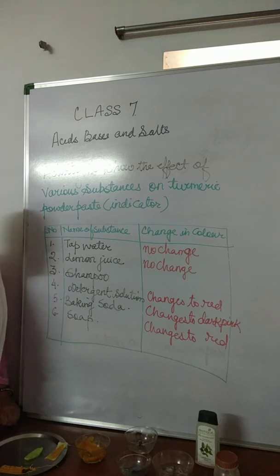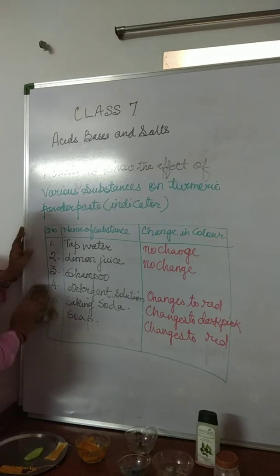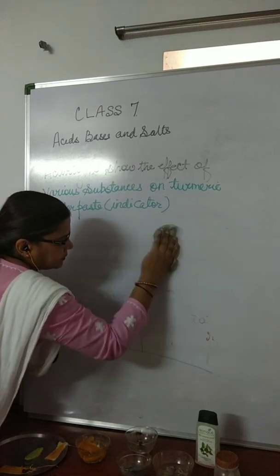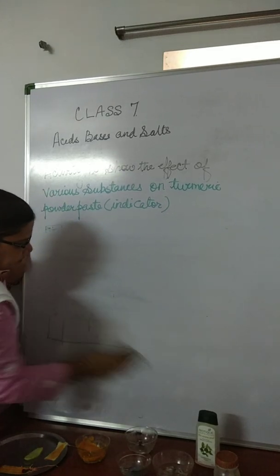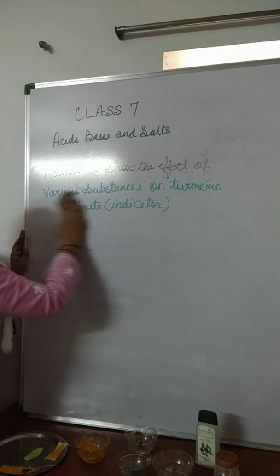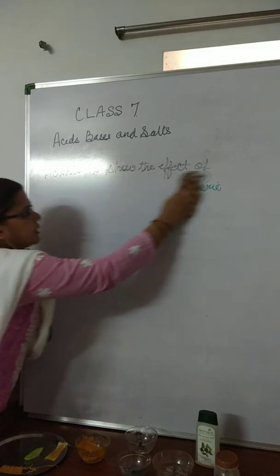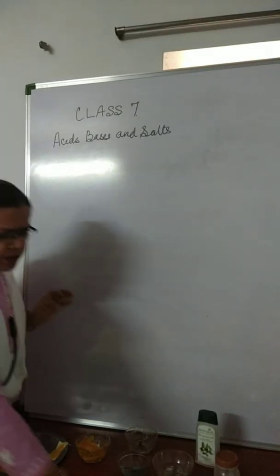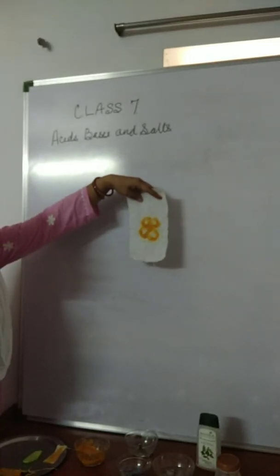A better indicator would be litmus paper, and next time I will tell you how we make use of this litmus paper. This was an activity to show the effect of haldi. Now you can do a small project and present it in class, where you can just make a flower. I just made a rough one.